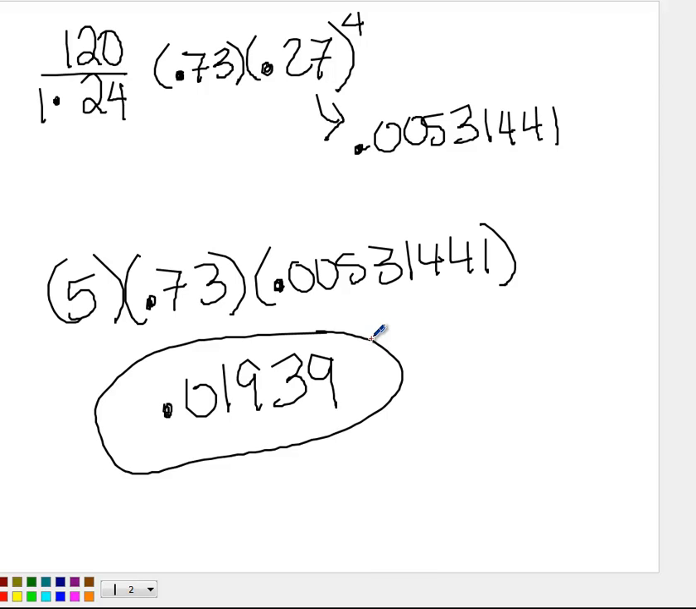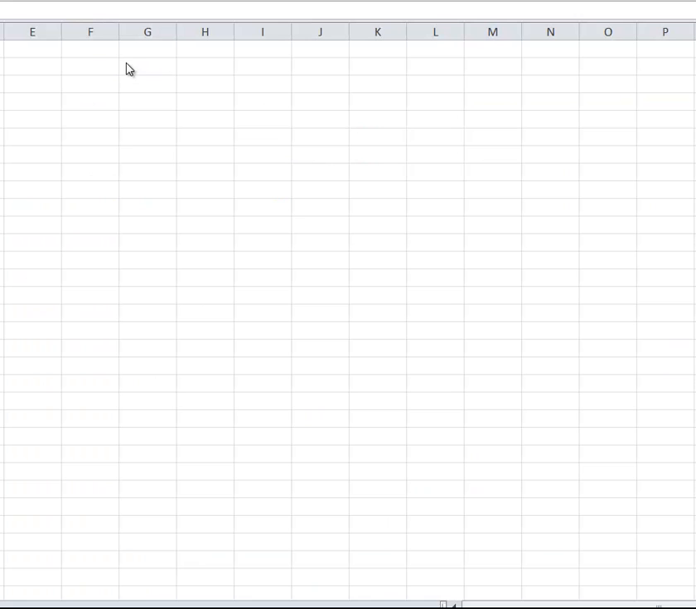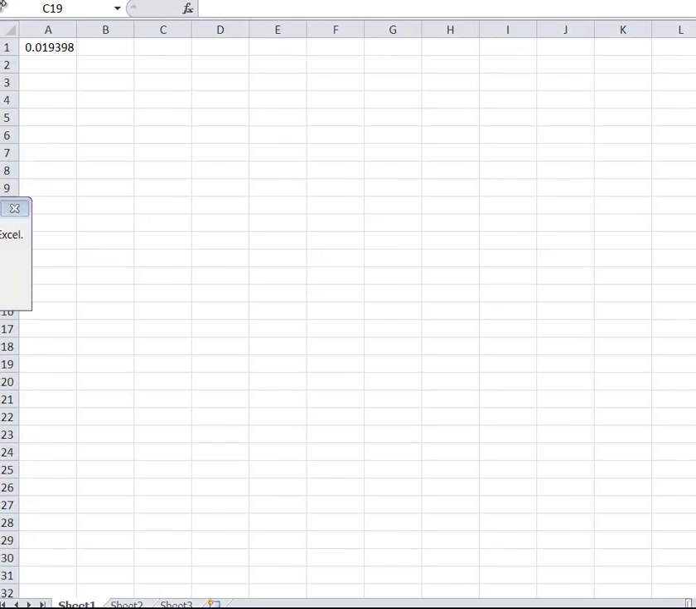You can also use Excel. I'm going to share my screen and show you how to write it in Excel. Okay, let me scoot this over so you can see.